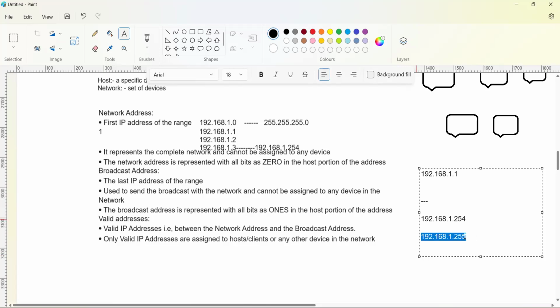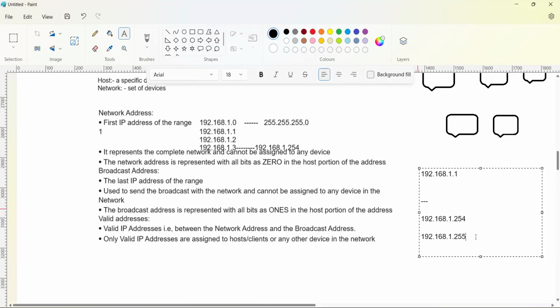So this is the broadcast IP address, used to send broadcast within the network, and it cannot be assigned to any device in the network. We cannot assign this either. We cannot assign a network IP address, and we cannot assign a broadcast IP address. The broadcast address is represented with all bits as ones in the host portion of the network.